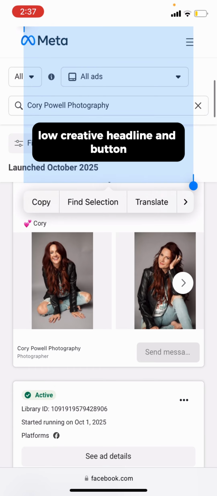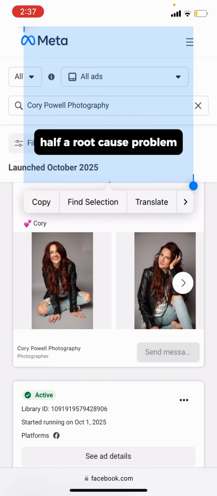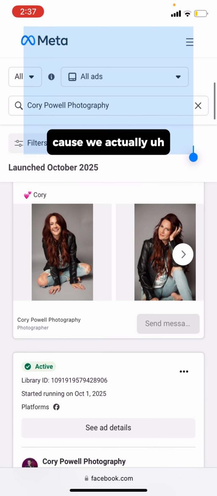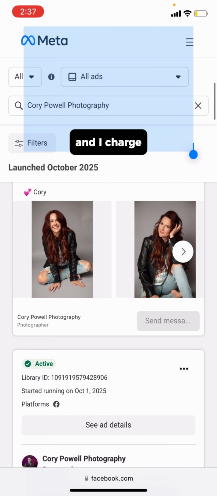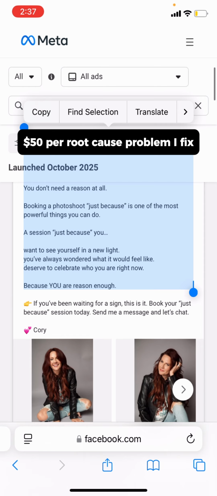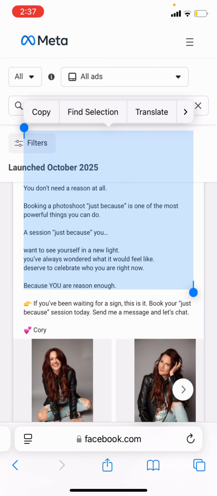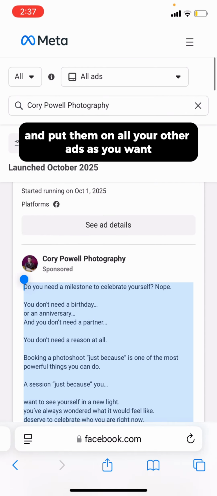Below creative headline and button, those are always a mistake to have. That's root cause problem 3. And objective, half a root cause problem, because maybe we're using the correct objective, maybe not. So it's 3.5 out of 5 root cause problems, and I charge $50 per root cause problem I fix. 50 bucks. And yeah, you can take my fixes and put them on all your other ads as you want.